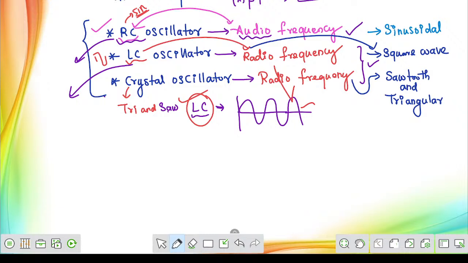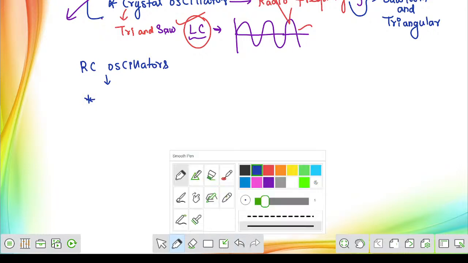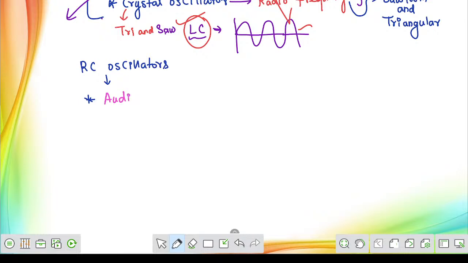In the RC phase shift oscillator, is there anything to remember? The repeatedly framed question is the frequency of oscillation. We saw that the RC phase shift oscillator is suitable for audio frequency. What is the primary thing you must remember when defining RC type oscillator circuits? It is used for audio frequency applications. The second is that it is used to generate sinusoidal waveforms. The third is the frequency of oscillation, a question repeatedly asked in the exam. Very important.